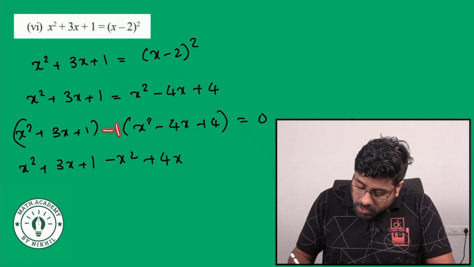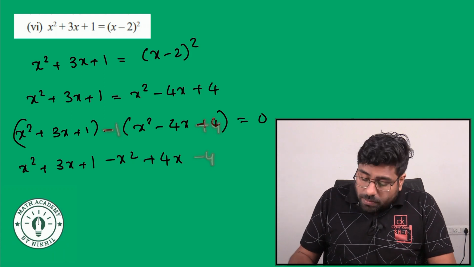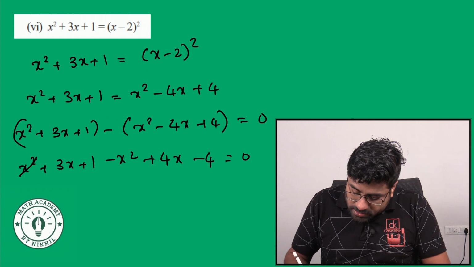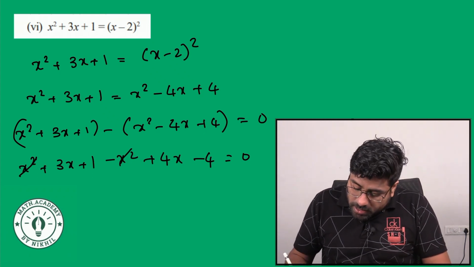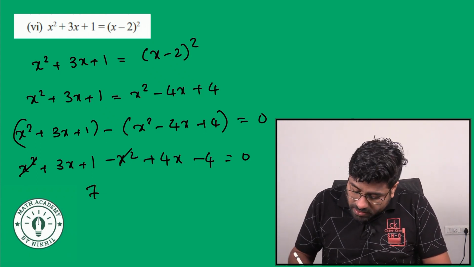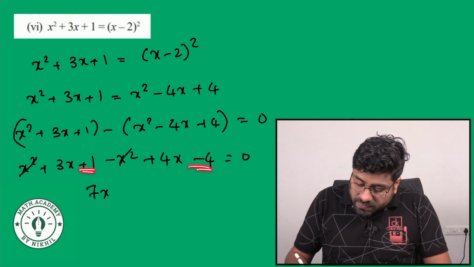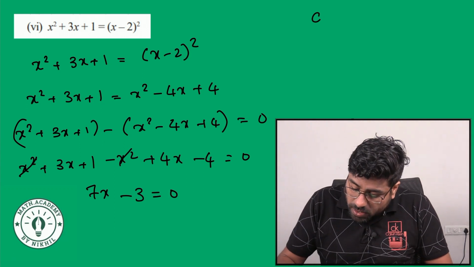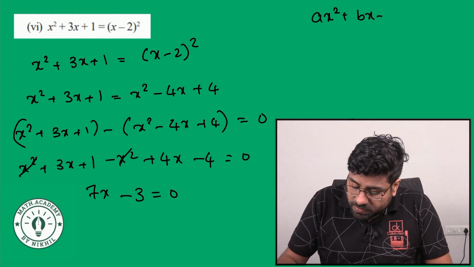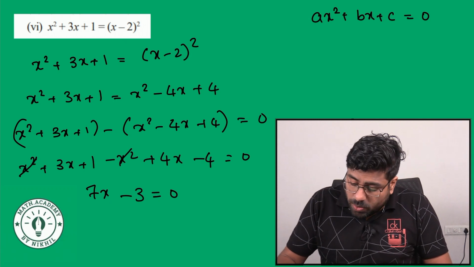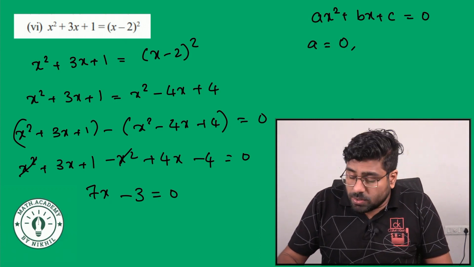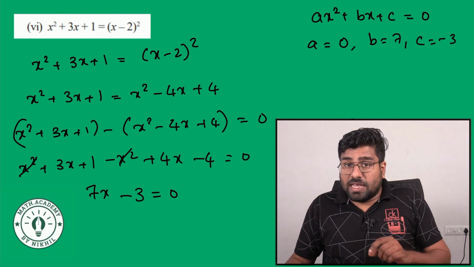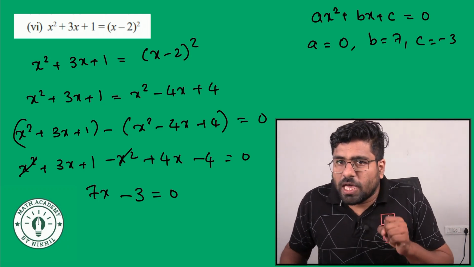Again, this is going to be minus 1 into plus 4 is going to be minus 4, is equal to 0. Now let's simplify the expression. You will cancel off the 2 common x square, and 3x plus 4x is going to be equal to 7x, and plus 1 minus 4 is going to be minus 3 is equal to 0. So if you compare it to the expression ax square plus bx plus c is equal to 0, we can see that a takes the value equal to 0, b takes the value equal to 7, and c takes the value equal to minus 3, and this is not the form of a quadratic equation.